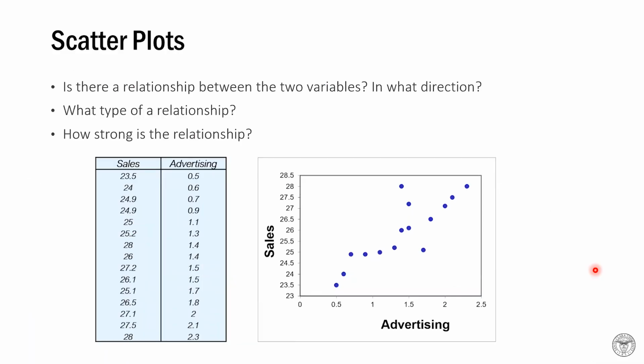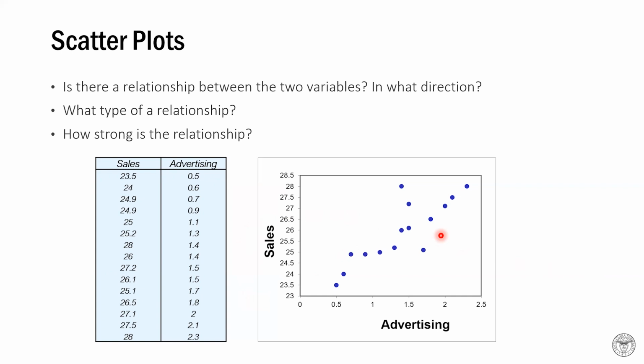We often begin our study of the relationship between two variables with a scatter diagram. It gives us a visual representation of the relationship between the variables. In particular, what kind of relationship? In what direction? Is the relationship strong?